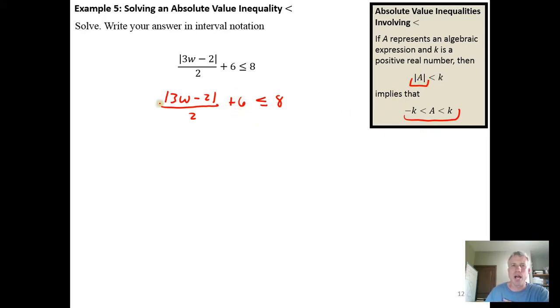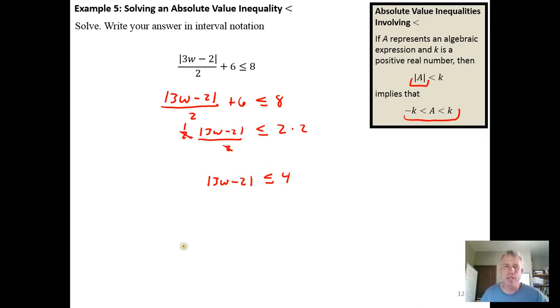So here, to isolate this absolute value symbol, my first move would be to subtract that 6 from both sides, and I'd get 8 minus 6 is 2. 6 minus 6 is 0, which would leave me with the absolute value of 3w minus 2, over 2. And then I'd want to dig that 2 out of the denominator, so I would multiply both sides by 2. So I'd get less than or equal to 4. 2 divided by 2 is 1. 1 times the absolute value symbol is just the absolute value of 3w minus 2. And now I've completely isolated my absolute value symbol.